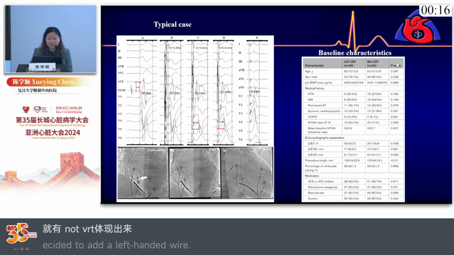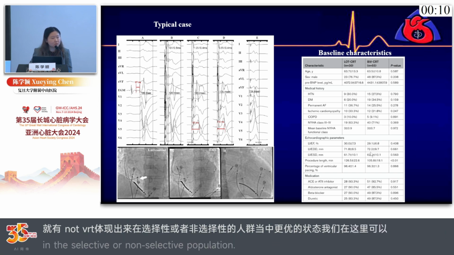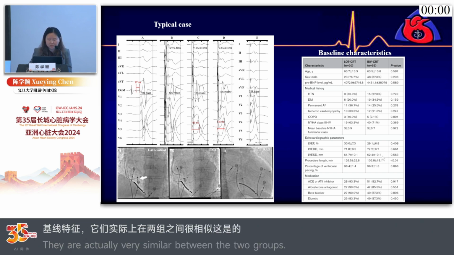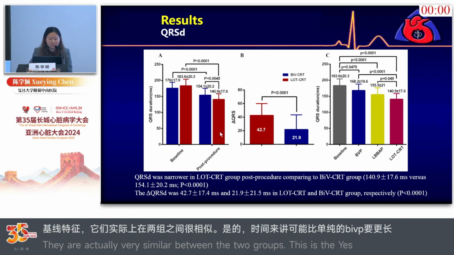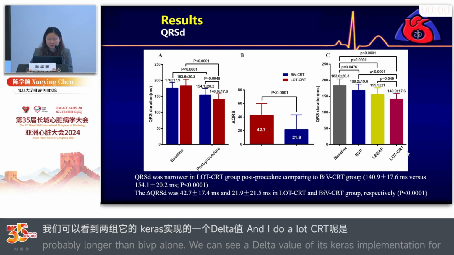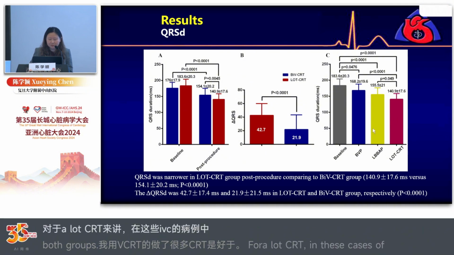So here is the baseline between the two groups. We can see that most characteristics seem similar between the two groups, except the procedure time, because LoT-CRT costs more time than BiVP CRT only. And here comes the result. We can see the QRS duration from the two groups. The delta QRS duration is better in LoT-CRT than BiVP CRT. And with LoT-CRT in these IVCD cases, LBBAP plus BiVP can further decrease the QRS duration.